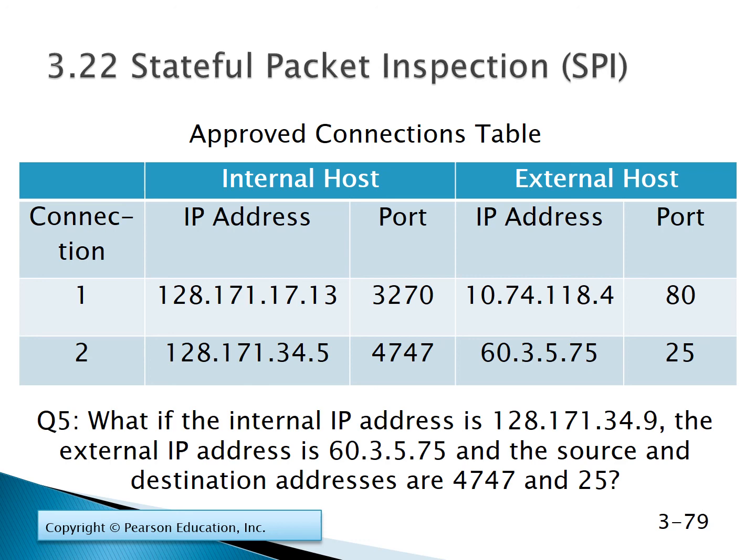So what happens if the internal IP address is this one that is actually not on the list, because this one is .9 and this one is .5? Even if the external IP address is approved and these port numbers are approved, because this IP address is not the same, this is not an existing open connection, so this packet will be rejected.